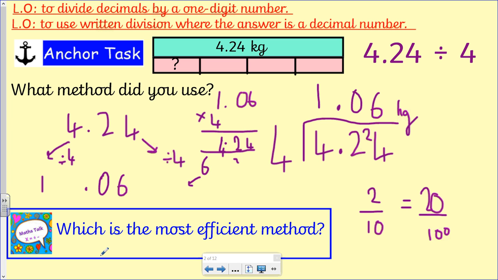Now, you might have done a different method. That's absolutely fine. If you have, you're welcome to share that with your teacher. So which is the most efficient method? For me, it's got to be the short division here. I could easily go wrong if I hadn't put that 0 in, if I hadn't registered that. So I would say short division would be the most efficient one.